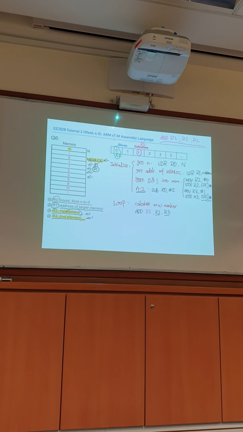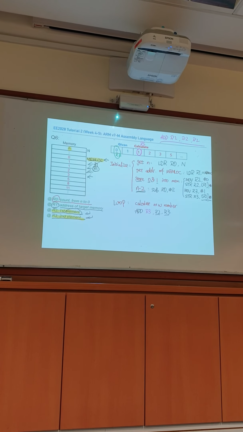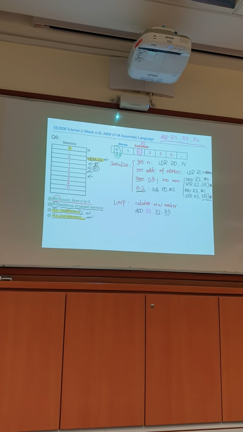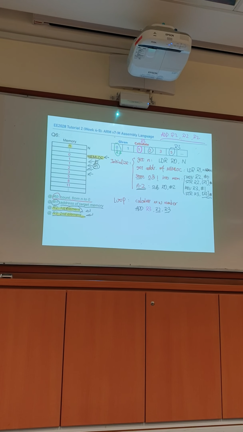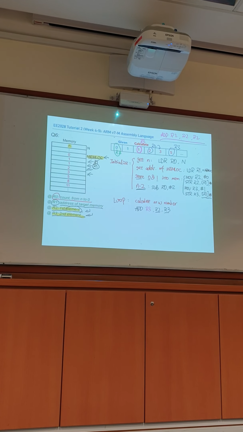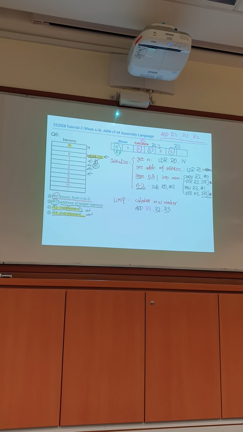Okay, let's think about another case. Let's say now your R3 is getting this value and your R2 is like one step away. Now you want your R2 to get this value. How to get that value? You know 5, you know 2. How to get 3? Minus.